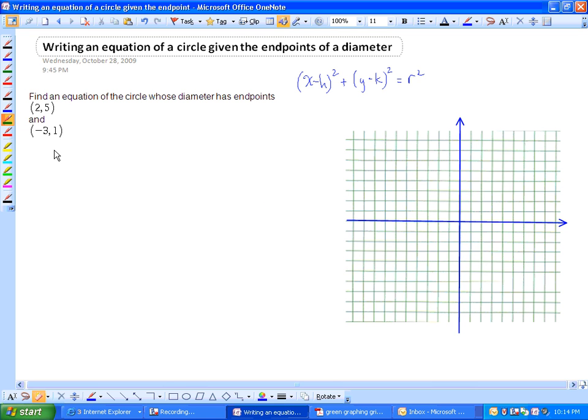So the first point is 2 comma 5. So let me push that over and make room. 2 over, 5 up: 1, 2, 3, 4, 5. There's one endpoint of my diameter. And because that's actually a point that would be on the circle, I can fill it in completely. Negative 3 comma 1: negative 3, up 1, is right there.